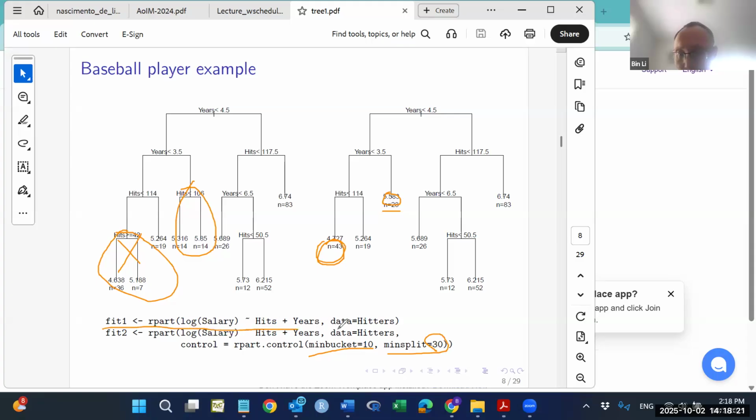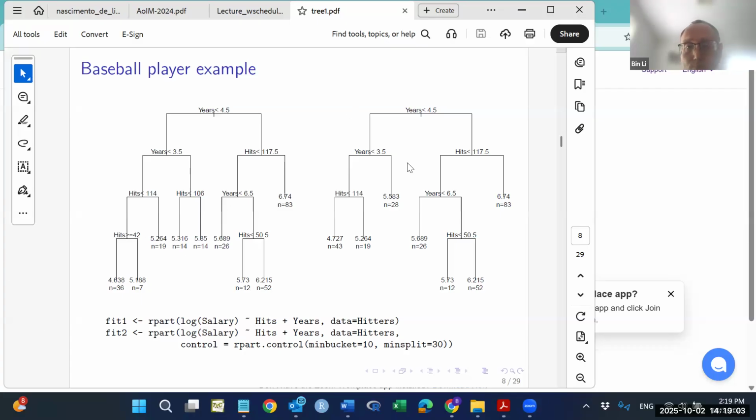Because by default, if you don't specify the stopping criteria, the default has much smaller values for the min bucket and the min split. If you want to look at what the default values are, go to the help menu. Remember how to go to the help menu to see that. You can see the default values for the min bucket and the min split are very small. That just gives you the idea of the effect of setting those stopping criteria in step 1. But this is step 1. It's not pruning. Step 2 is pruning.